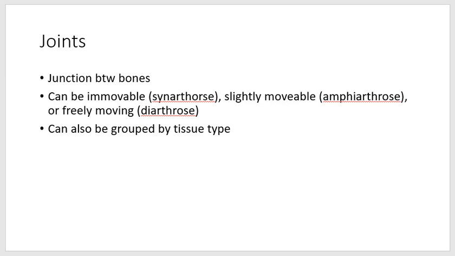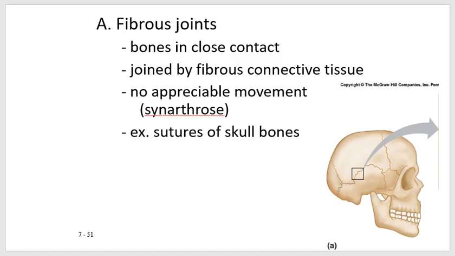We can also group these by tissue types, and a lot of this overlaps. So your fibrous joints, these are going to be bones that are in close contact. There's no real movement in most of these, so most of your fibrous joints are going to be synarthros joints, like the sutures in the skull are synarthros and fibrous joints.